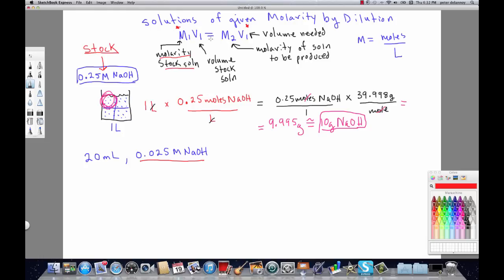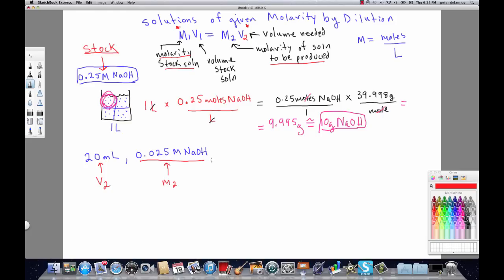So M1V1 is equal to M2V2, where M2 is the molarity of the solution that we're going to make. That's going to be our 0.025 molar. And V2, oh, I made a typo here. This should actually be V2. The V2 will be the volume of that solution that we need. So this 20 mLs right here is our V2, and M2 is this value right here.